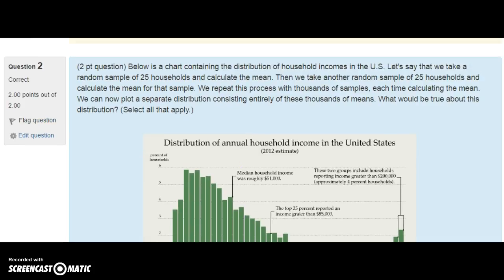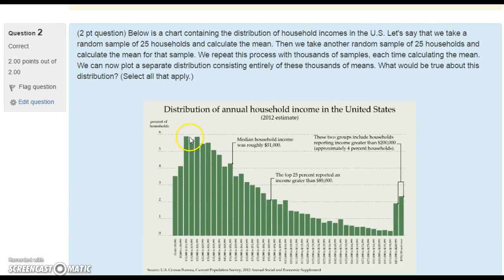In the second one here, we have an original distribution that's certainly not normal. It's got a very heavy right skew, but we continually take these random samples of 25 households and then get the mean, and then another random sample, get the mean. So we're looking here at the distribution of sample means is what we're asking about. This is the original distribution. We're looking about the distribution of sample means. Like we talked about in class with the movie time lengths or the card values.